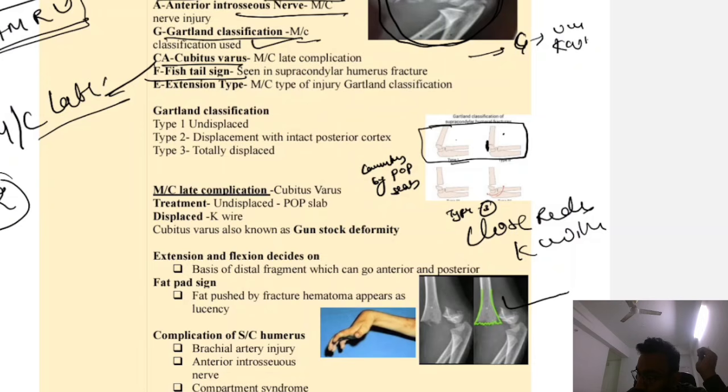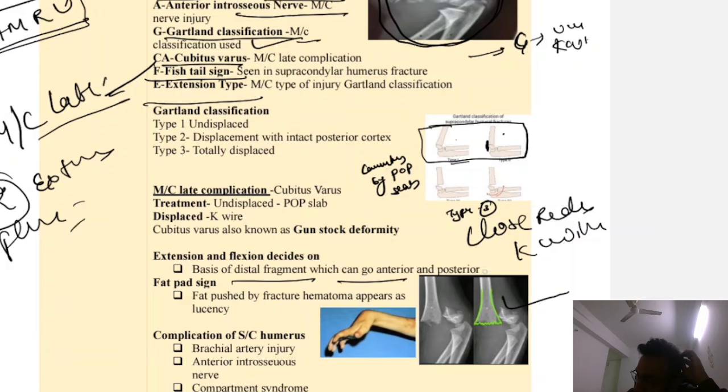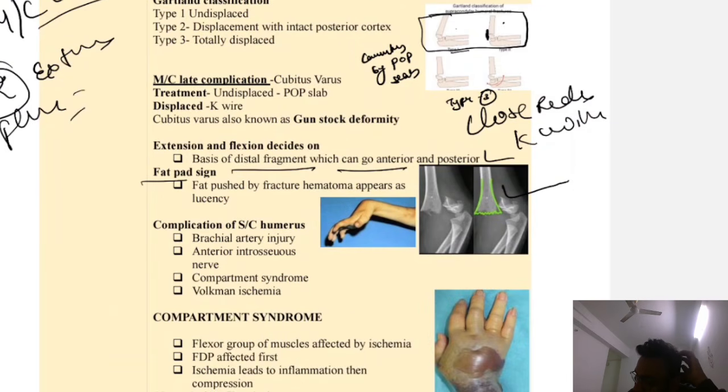Now there are two types of supracondylar humerus fracture: extension type and flexion type. The extension type is the most common injury. Flexion and extension type depend on whether the distal fragment goes anterior or posterior. Now the fat pad sign. The fat pad sign is fat pushed by the fracture hematoma, which appears as lucency.